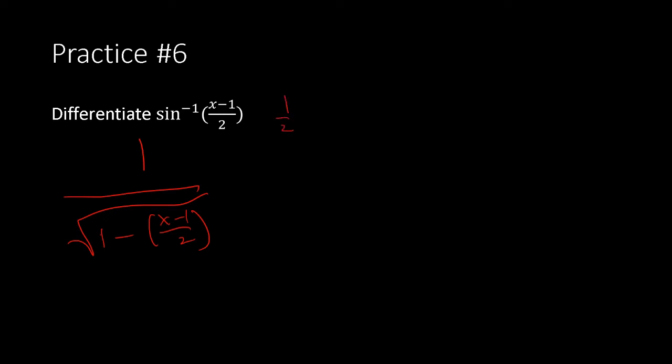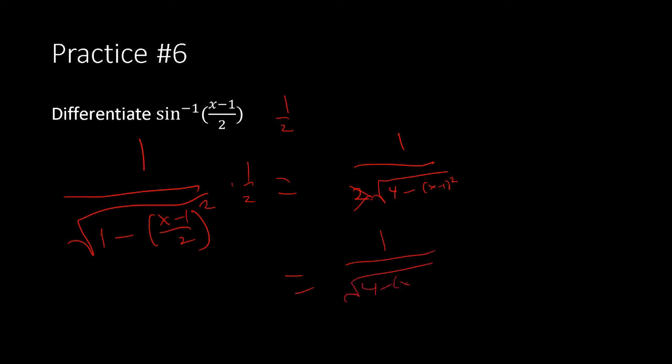So we're going to have 1 over 2 square root of 4 minus, oh sorry, this is squared here, 4 minus x minus 1 squared, and then there's going to be an over 4 here, but we're going to factor that out. So this is just going to cancel with the 2. So our final answer is going to be 1 over square root of 4 minus x minus 1 squared. And we could simplify that, but we're just going to leave it be for now.